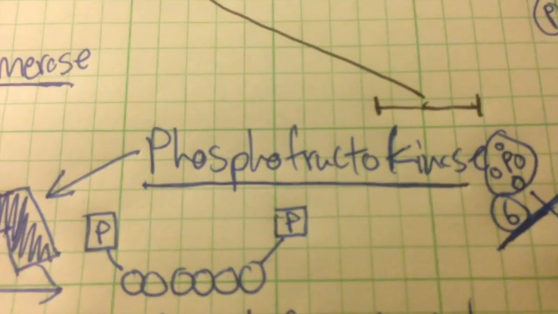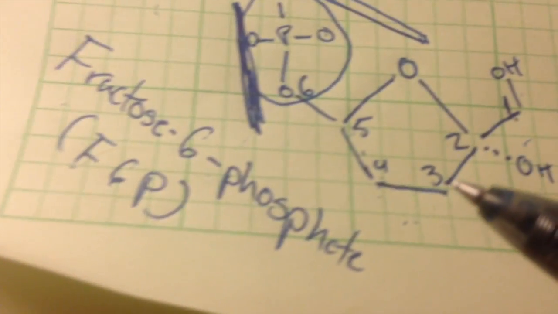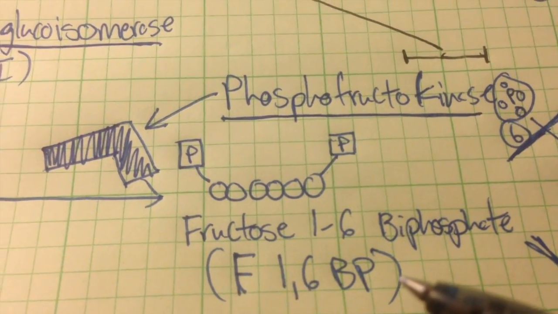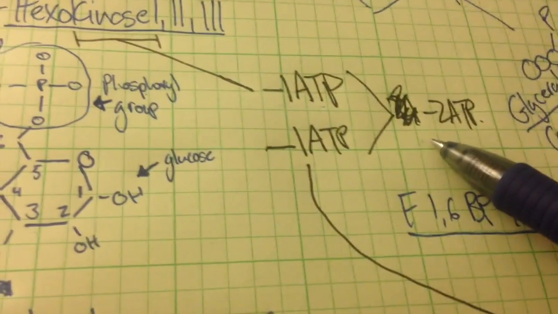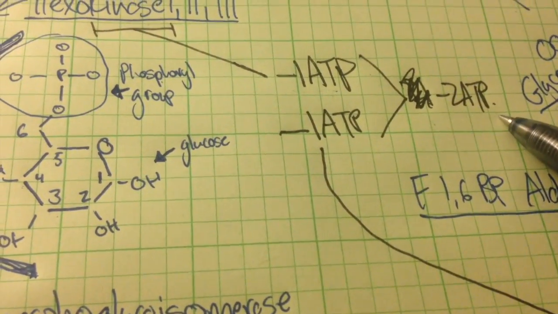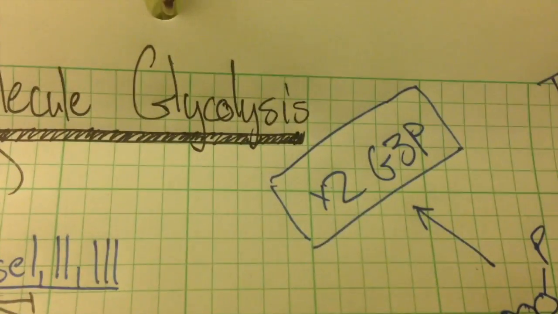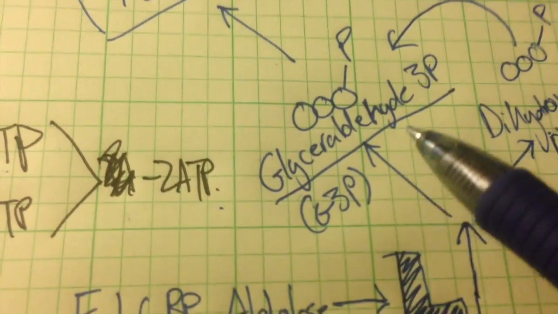And then we have our phosphofructokinase, okay? And remember, that's taking my fructose 6-phosphate, and that's adding another phosphate on it so that I get a fructose biphosphate. So overarchingly, for one molecule of glucose, in this first step for the one molecule glycolysis, we're losing 2 ATP, but we're making 2 G3Ps. Okay, so my glyceraldehyde 3-phosphate.